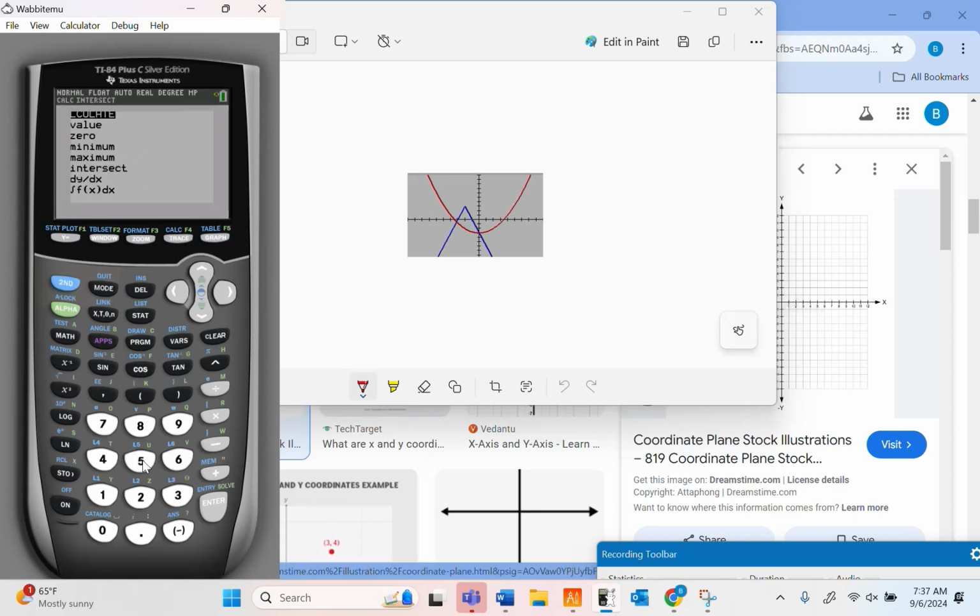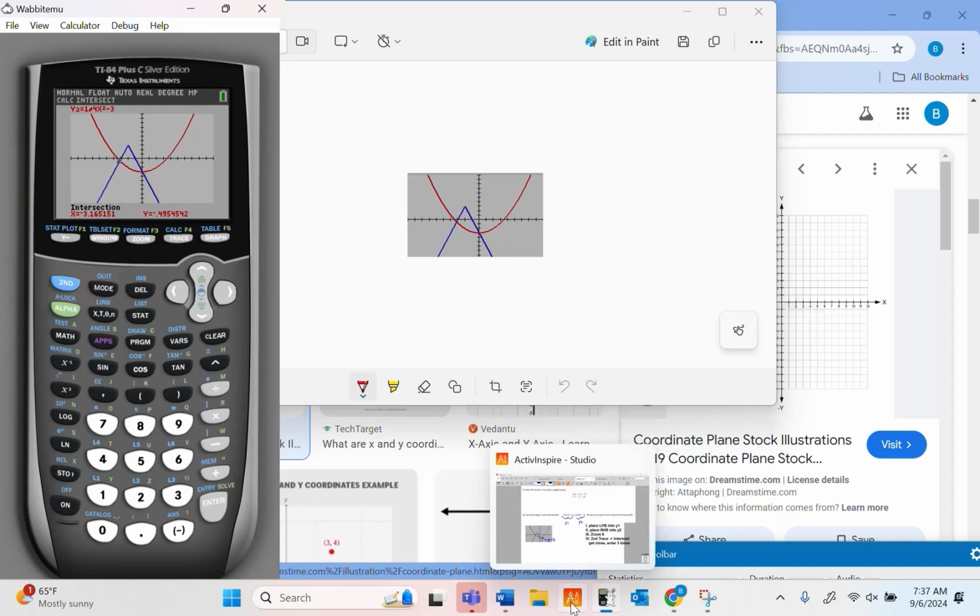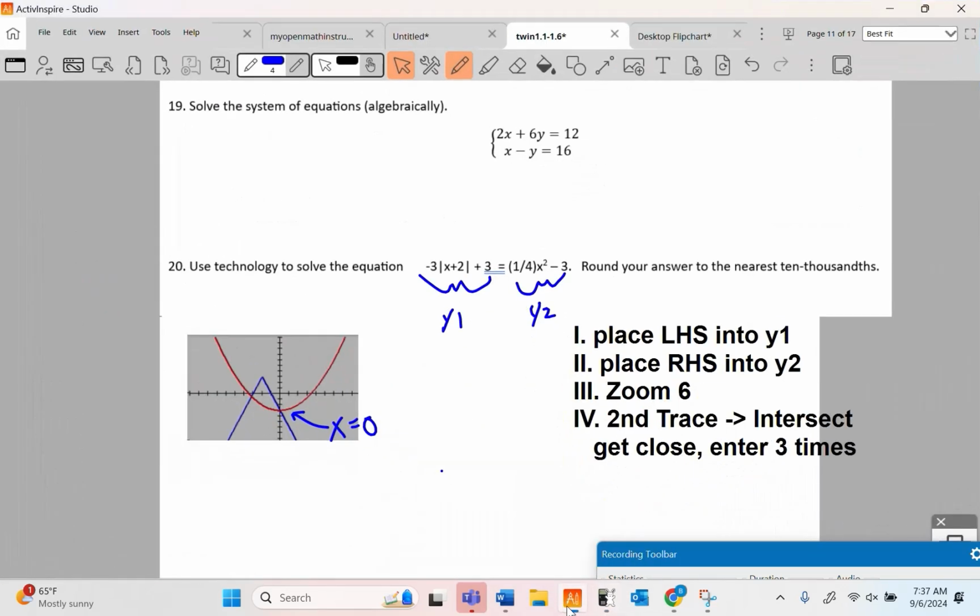Second trace 5. I'm just pressing that left cursor for a while. And then I got close. Enter, enter, enter. And it's -3.1652. -3.1652. See if my mind can remember that. -3.1652. And there are your 2 solutions. It said 10 thousandths, by the way. 10th, 100th, 1000th, 10,000th.